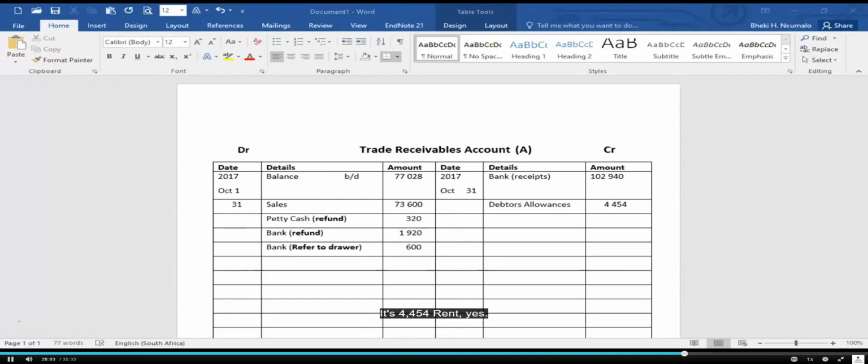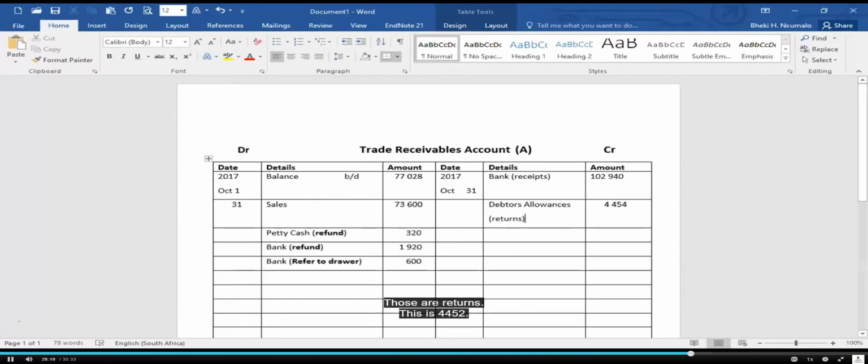Those are returns. Let me put in brackets so that when you deal with this, you know those are returns. It is 4,452. They are not happy with a certain item. We can't put it on the debit side because we sold these items, and you can't say I have to charge more from my debtors. So these are returns. These were sales. We issue an invoice here. Here we issue a credit note.